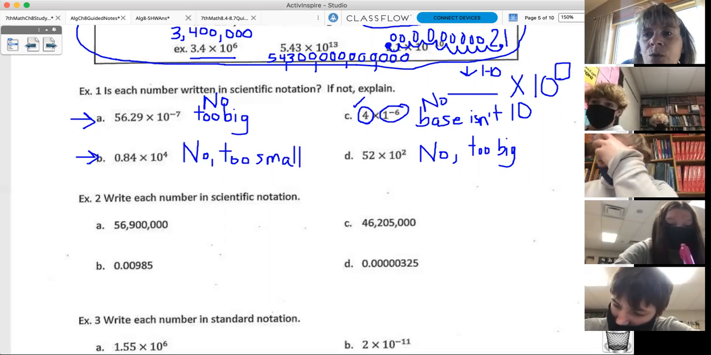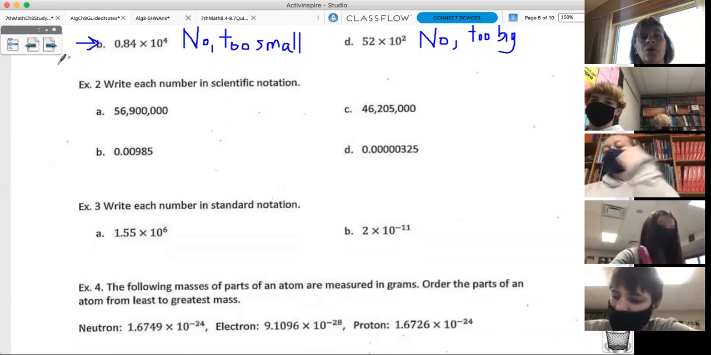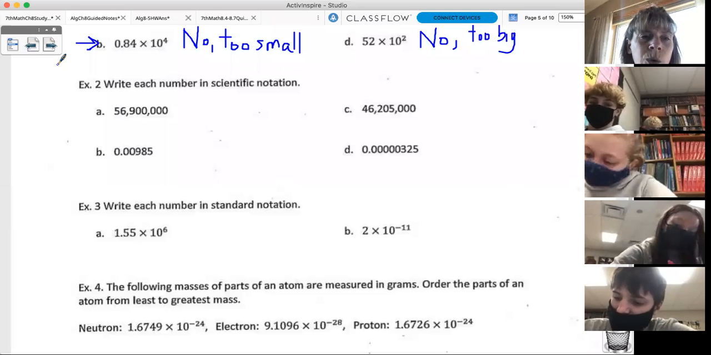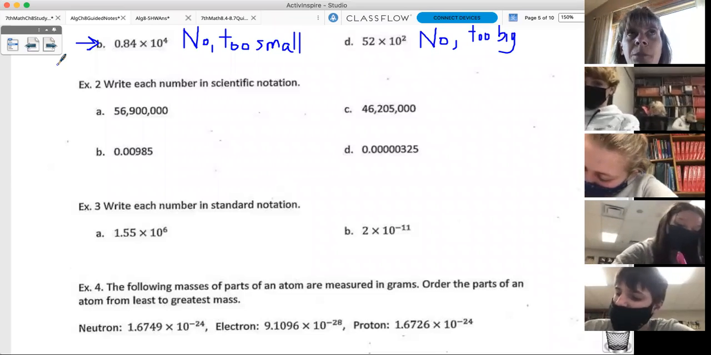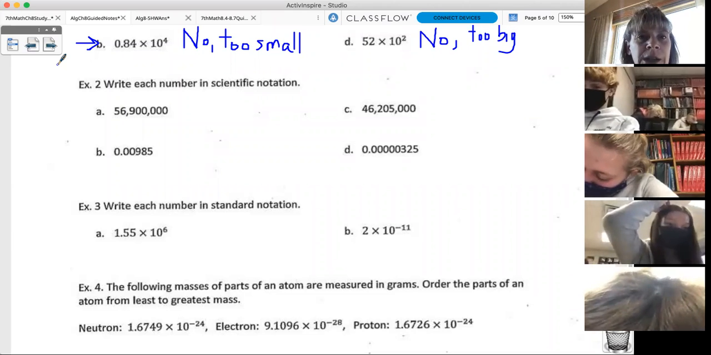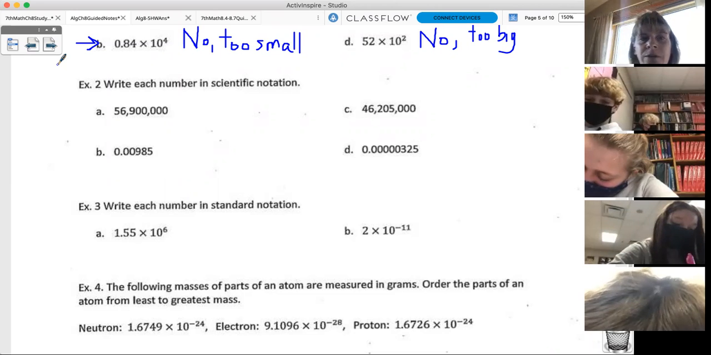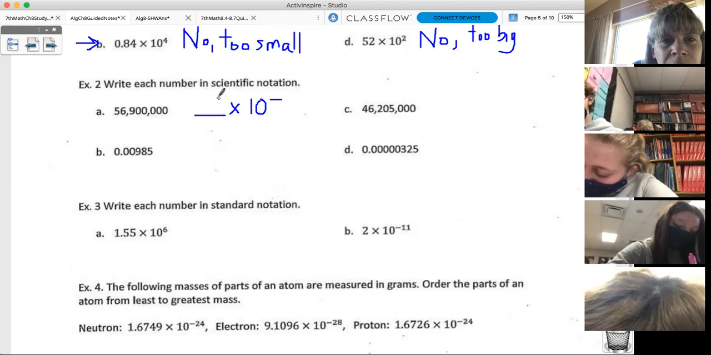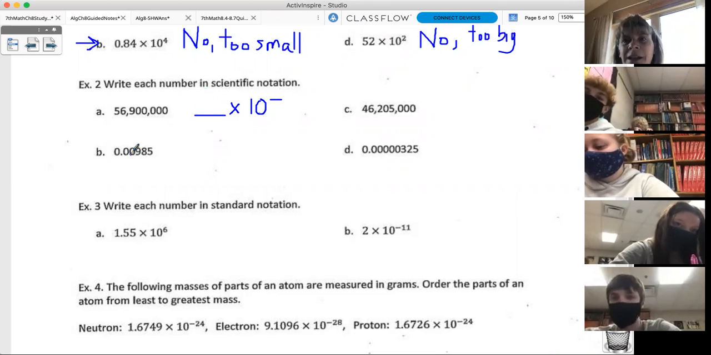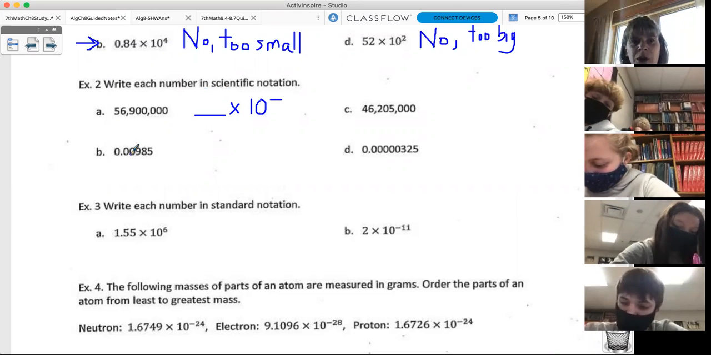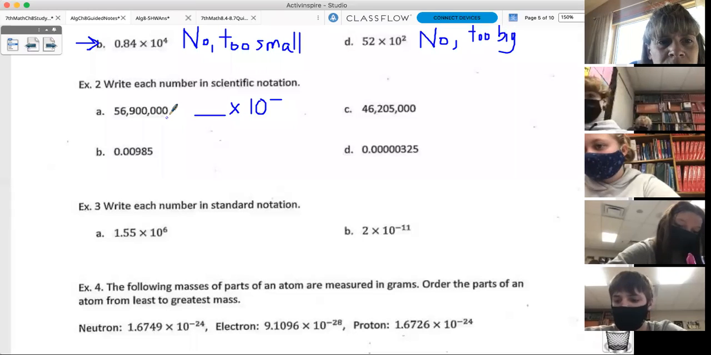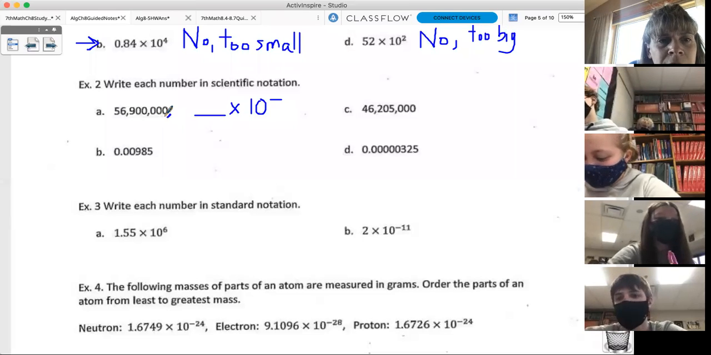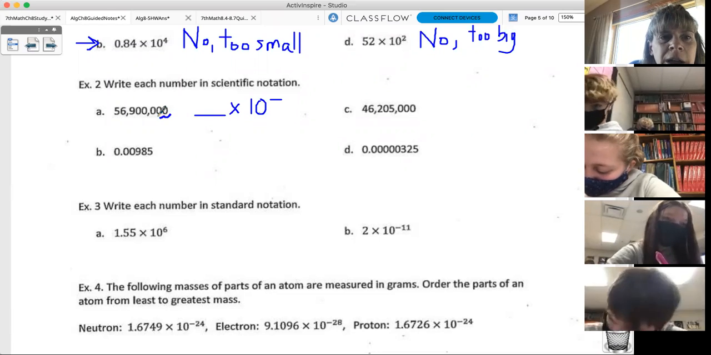Now we actually have to write it in scientific notation. So you guys, we have these numbers that we have to write as a product of a number between 1 and 10 times a power of 10. So there's two parts to this that we have to figure out. We have to figure out what this front number is, which means our decimal has to be in the right spot. Right now, it's 56,900,000. Is that between 1 and 10? No, it's not. So there's an invisible decimal back here, and we have to move it until we get it to the just right spot.